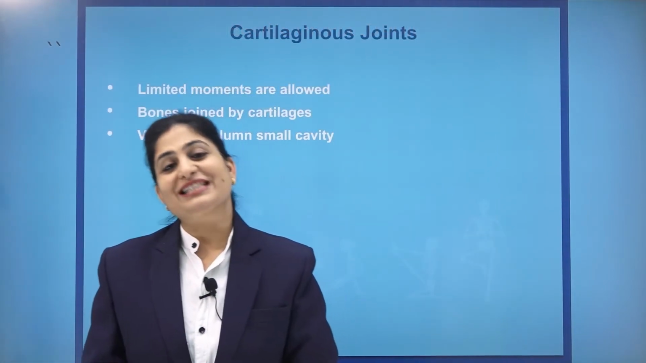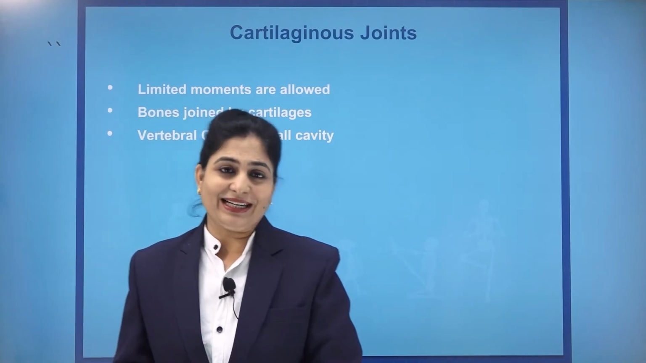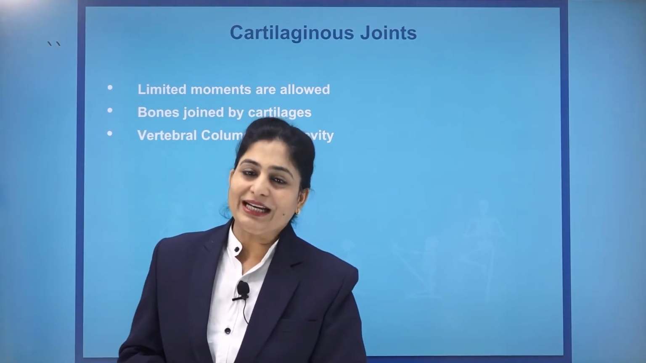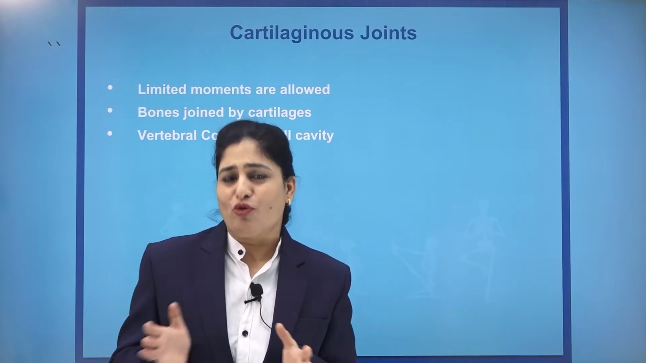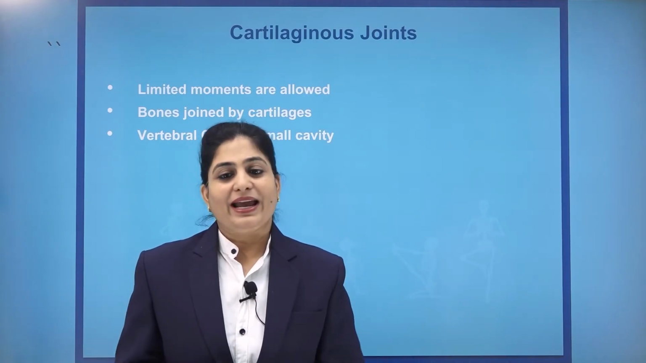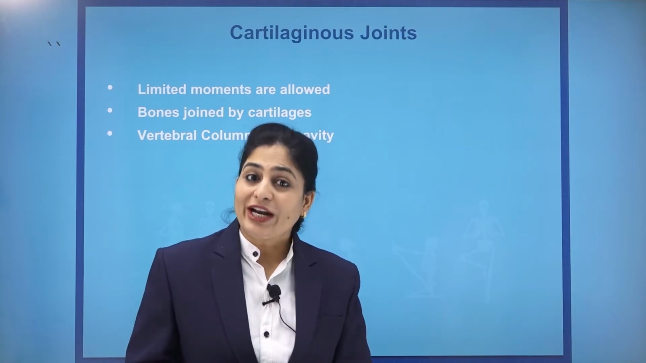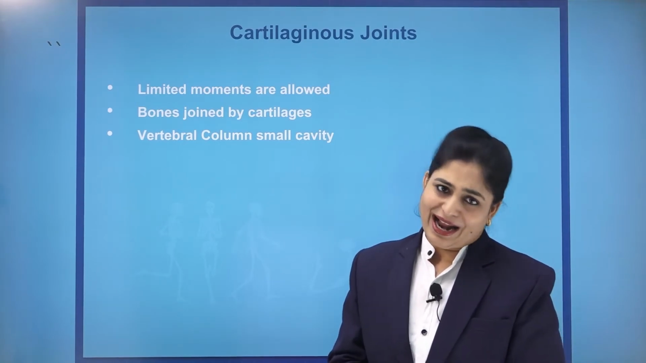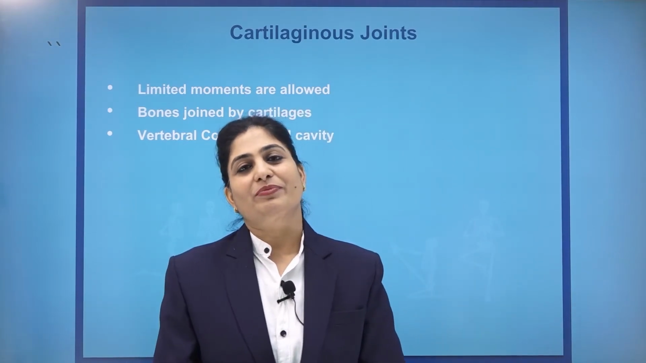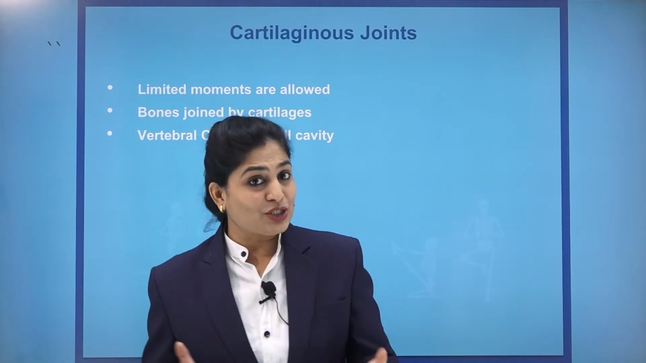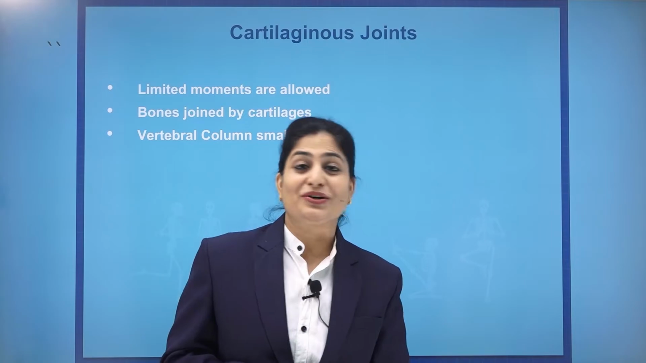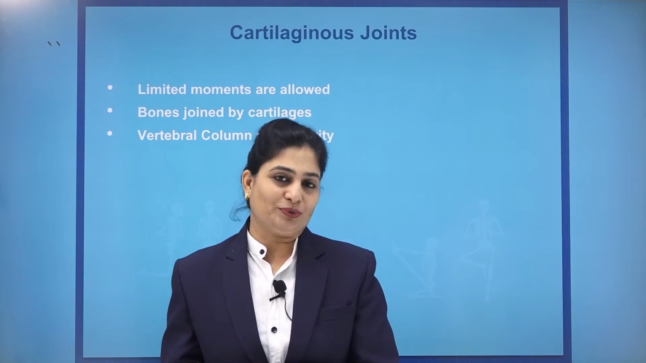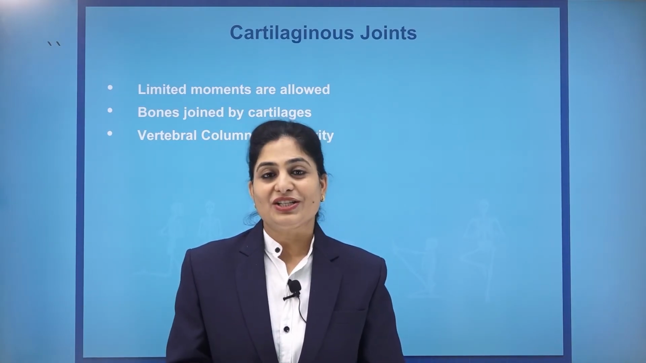Next we'll move to the cartilaginous joint. In this cartilaginous joint, we'll discuss what type of movement we observe. In the cartilaginous joint, we observe limited movement of the bone, and the bones are joined by cartilages, and thus we call them cartilaginous joints. A good example is the vertebral column, where a small or little movement is observed because we have a small cavity between the two. So that we call a cartilaginous joint.